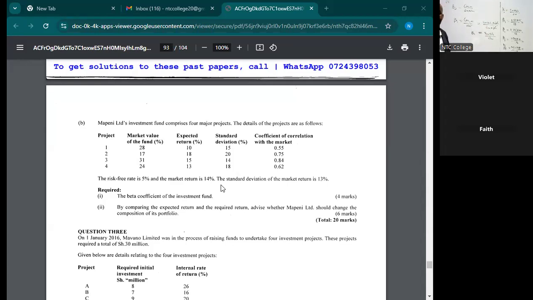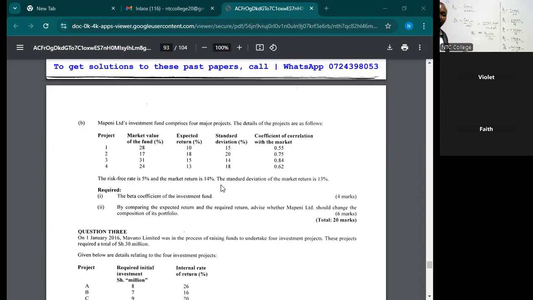So comparing the expected return and the required return, which formula compares expected return and required return? Required return is the CAPM, is the CML. Expected return is ERS or ERJ. So if you're told, determine the required return using CAPM, determine required return using CML, those are required returns. So which formula compares the two? It is Jensen alpha that compares expected return and the required return.